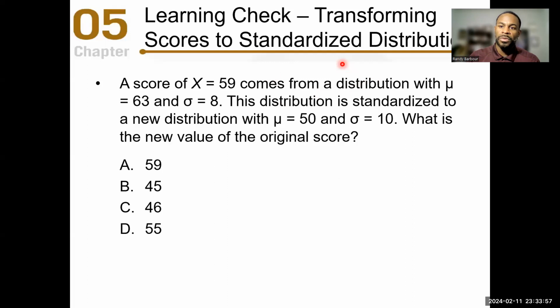All right, so again, you have an original score of 59. It comes from a distribution with a mean of 63 and a standard deviation of 8. The distribution is standardized into a new distribution where the mean is 50 and the standard deviation is 10. Again, what is the new value of the score?